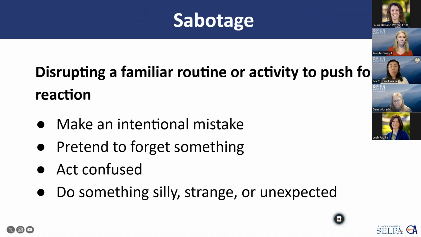Okay, now another helpful strategy to provide communication opportunities is through sabotage. And when we do sabotage, what we do is we disrupt a familiar routine or activity to elicit a reaction from our student. This may include committing an intentional mistake or pretending to forget something during a typical classroom routine. So for example, if we typically pour juice in a cup during snack time, we may deliberately forget to give our student a cup and make the mistake of giving her the juice.